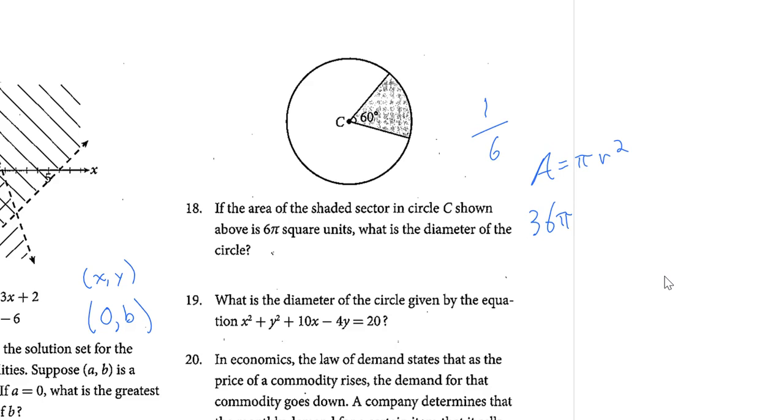And then we could go ahead and set this equal here to find our radius. So the pi's will cancel, we'd square root. Wouldn't make sense to have a negative here. So our radius is just going to be 6. So then the diameter is twice the radius, so 2 times 6 gives us 12.